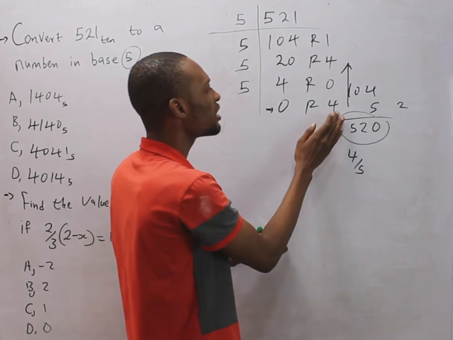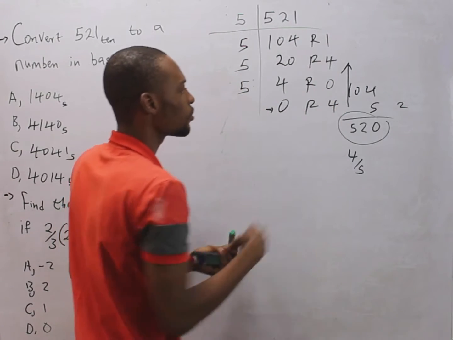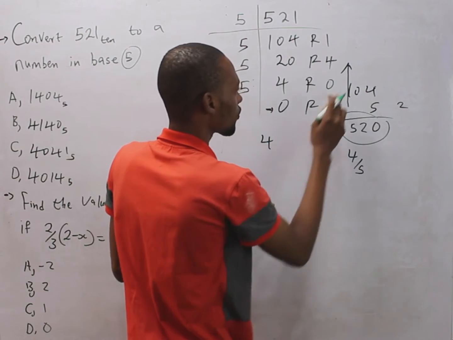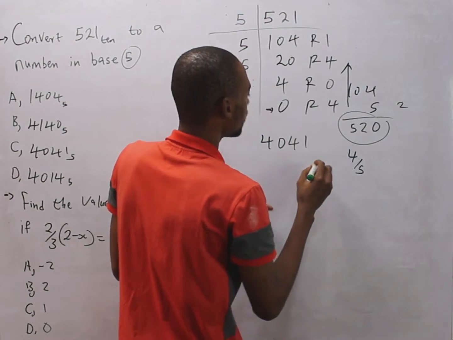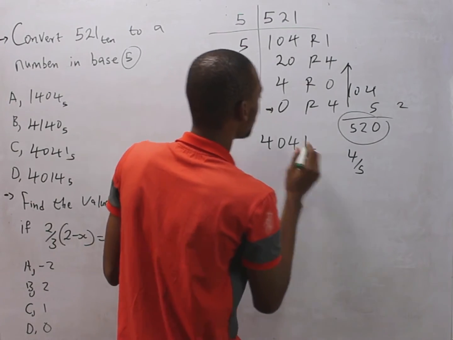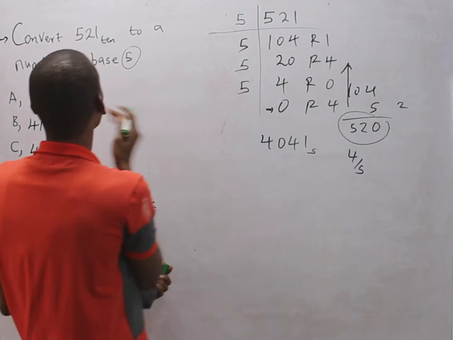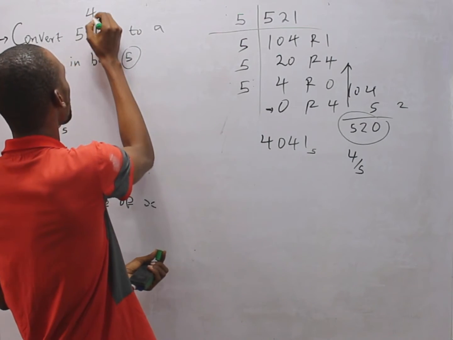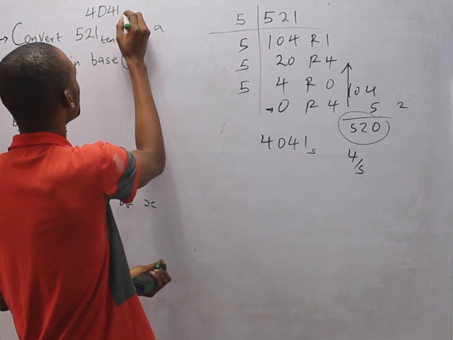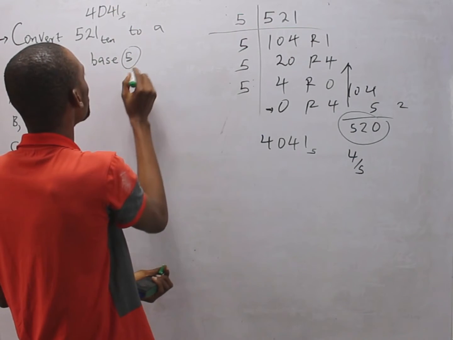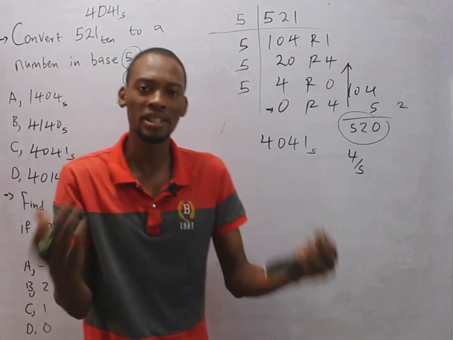Start writing down the remainders from the last one to the first one. So you take 4, 0, 4, and 1. Then here you put base 5 because we just converted to base 5. What if you are asked, convert 4041 base 5 to a number in base 10? In this case, convert this to base 10.